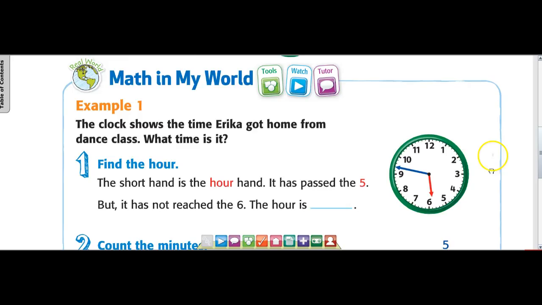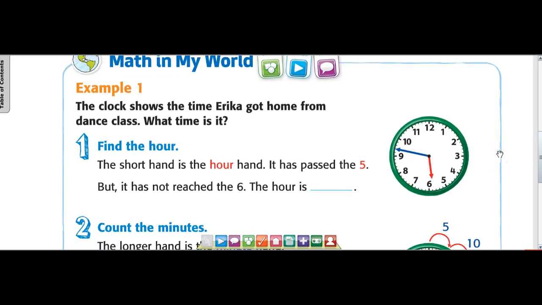So look for the example. It says the clock shows the time Erica got home from dance class. What time is it? Now you notice that the hour hand is between the 5 and the 6. So is it 6 o'clock or is it still 5? It's still 5, right? The shorter hand is the hour hand. It has passed 5 but has not reached 6 yet. So the hour is still going to be 5.